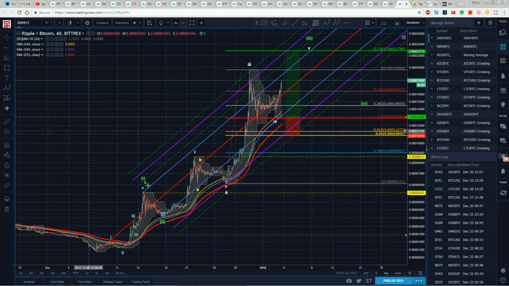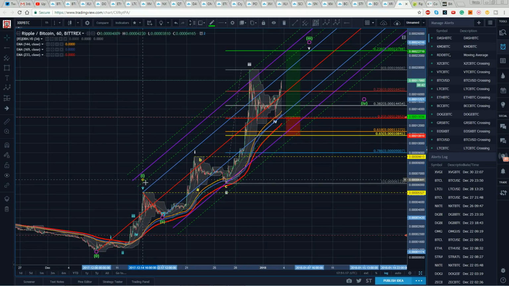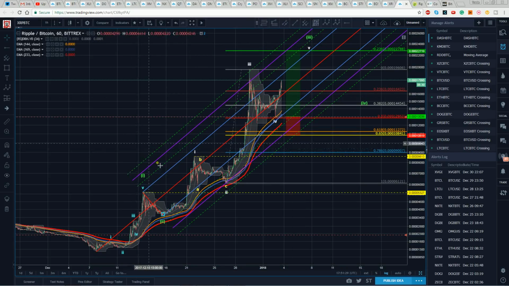So remember, now we're in on the larger degree here in green. If we've got a 1, 2, we're anticipating subdivision to give us a 5-wave impulsive structure to give us a 3rd. Well, it just lays out as beautifully as it could possibly be.